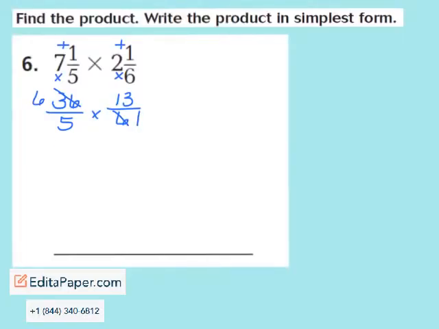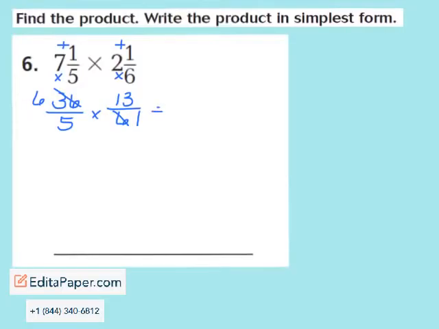Now I'm going to look at my 5 and my 13. Well, what I know is 5 and 13 do not share any common factors, so I can't simplify those two numbers. So now I'm going to multiply straight across. I'm going to multiply numerator times numerator.